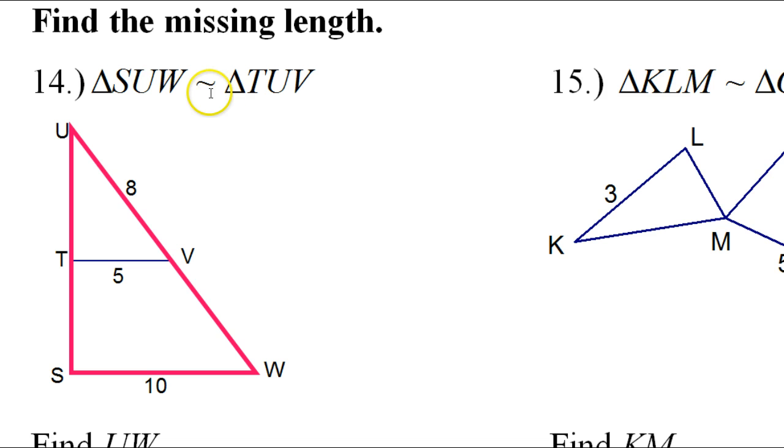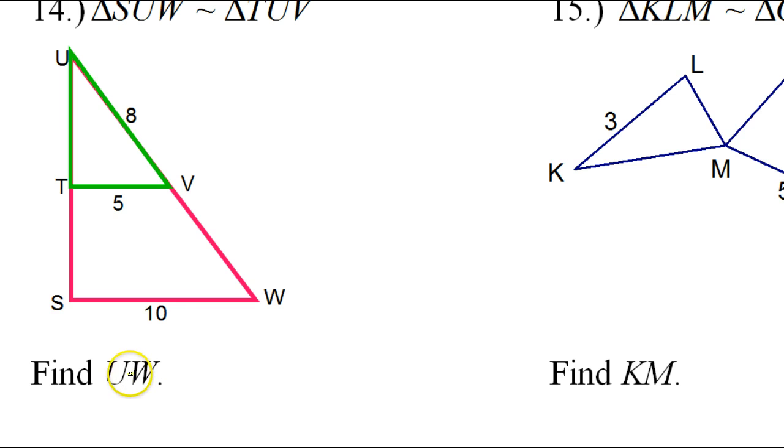Now, when they say that's similar to triangle TUV, they're talking about the smaller triangle. Alright, and there's the smaller triangle to which it is similar. So just keep that in mind as we do this problem. So we're supposed to find the length of UW. So our goal is to find this length right here on the big triangle.